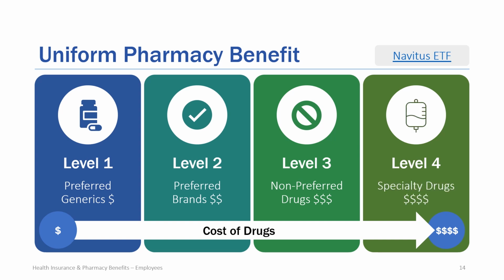And lastly, Level 4 drugs are high-cost specialty drugs that require special handling, administration, or monitoring. These drugs treat complex and chronic conditions such as rheumatoid arthritis or cancer. Go to the Navitus ETF website or log in to Navitus's website to see your health plan design's formulary.